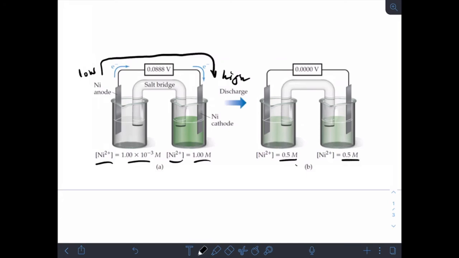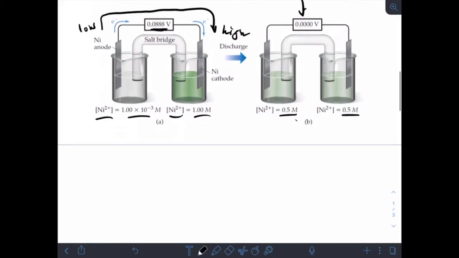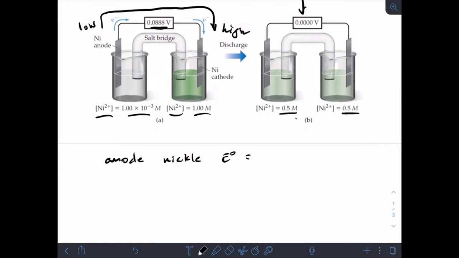And they'll do so until things end up at the same concentrations. Once they reach the same concentrations, notice there is no more voltage. But while we're at different concentrations, we do have a measurable voltage. So why does this work? On the anode side, the anode is nickel, and it has an E0 of plus 0.28 volts.